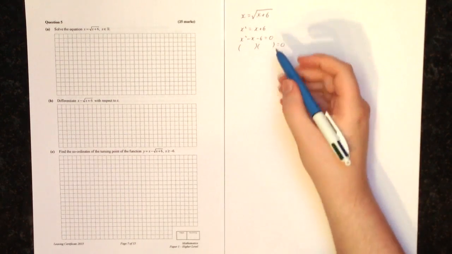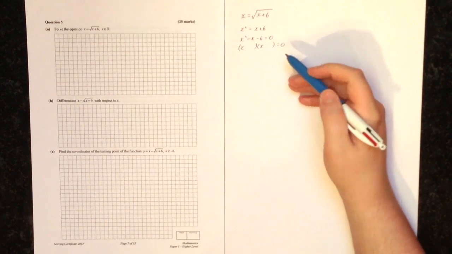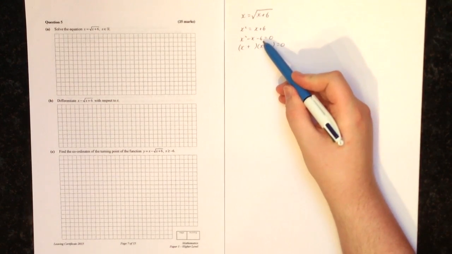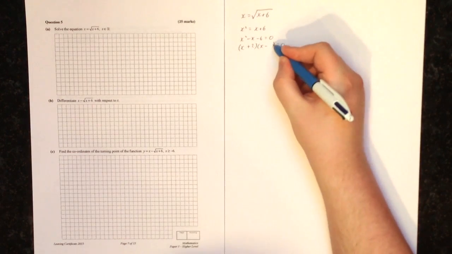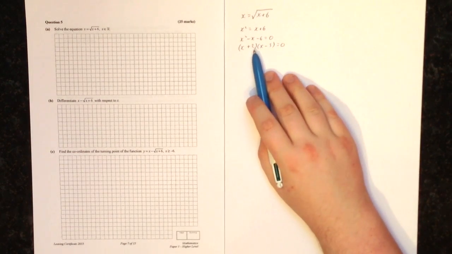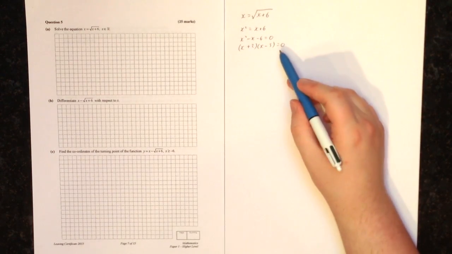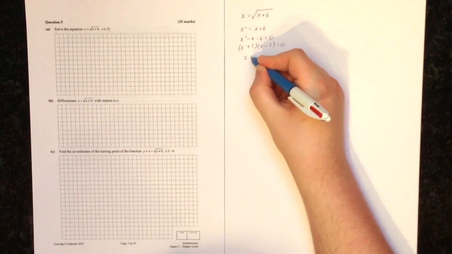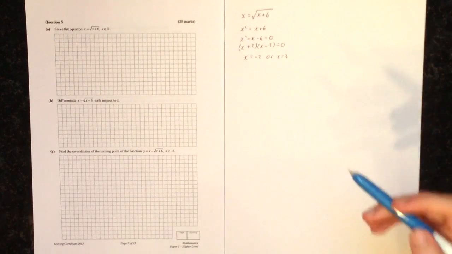We can then factorize this. So we have x multiplied by x. The last term is minus 6. So the minus tells us that there will be different signs. And the 6 tells us that there will be two numbers that multiply to get 6. So in this case it will be 2 and minus 3. Because when we add these two terms together, 2 minus 3 gives us minus 1. This means that the solutions to this equation are x is equal to minus 2 or x is equal to 3. But there's a problem with this.